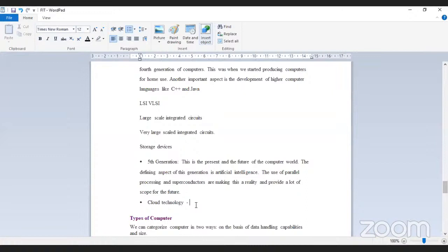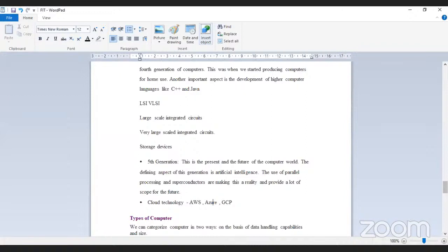Cloud technology. Right now in the market, AWS, Azure, GCP, Google Cloud Platform, these types of clouds are being provided. If I wanted to create a server previously, I would go to the market and buy a server. Right now, they just give you a login ID, and from that I can create a server.